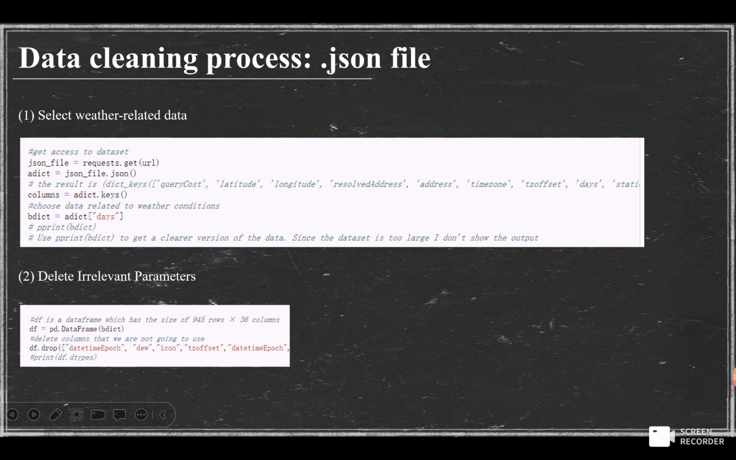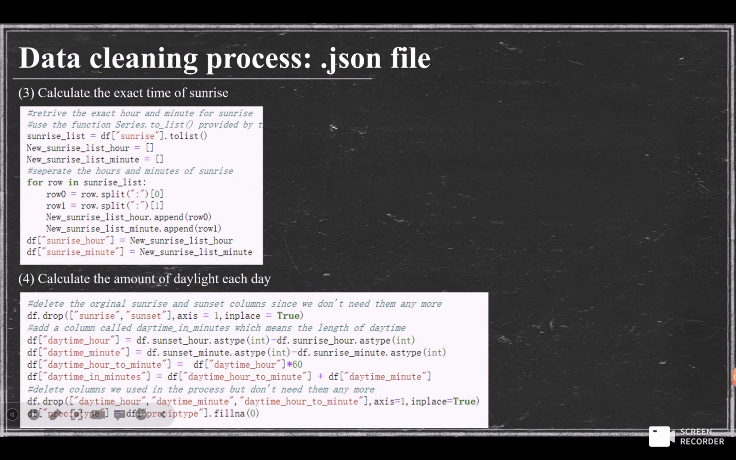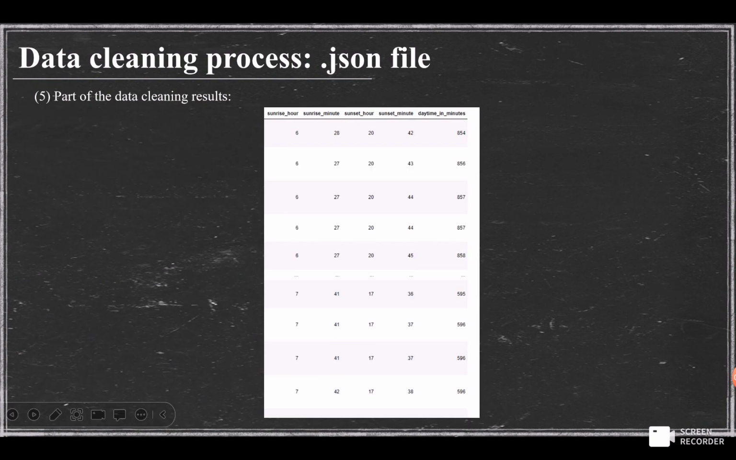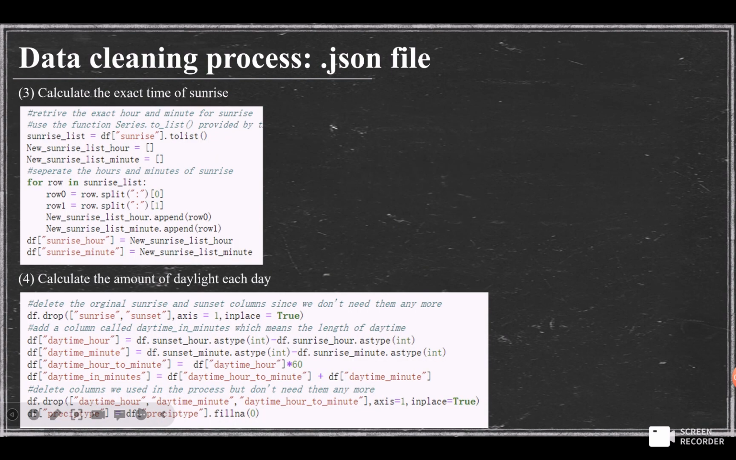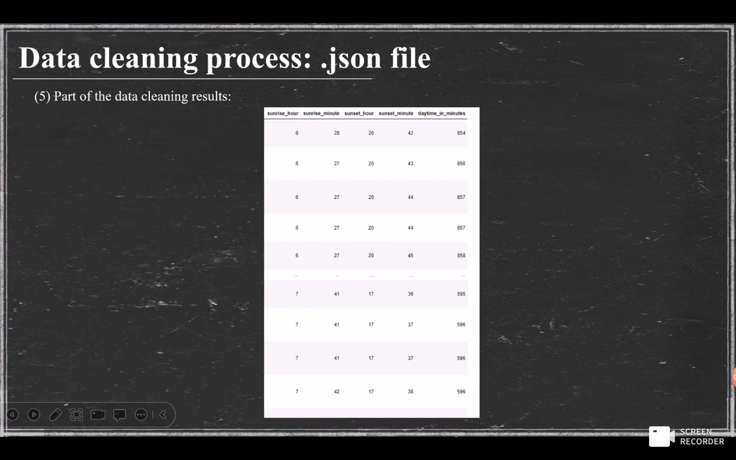We just choose the keys that we want to use and delete the irrelevant parameters like dew, icon, and tzoffset. Then we calculate the exact time of sunrise by splitting the time string by the colon and choosing the first and second items separately, so we get a column showing just the hour and a column showing just the minute. Lastly, we calculate the amount of daylight each day with some arithmetic, multiplying the hour by 60 to get minutes and adding them up. The answer looks like this. It shows the daytime in minutes of one day.